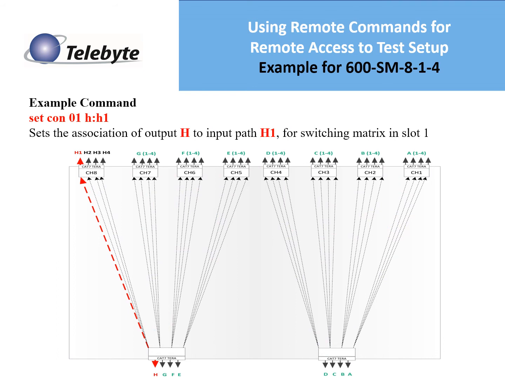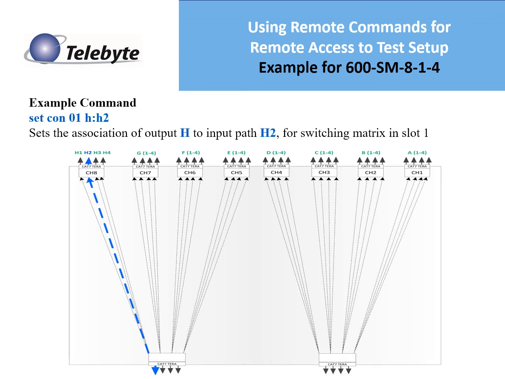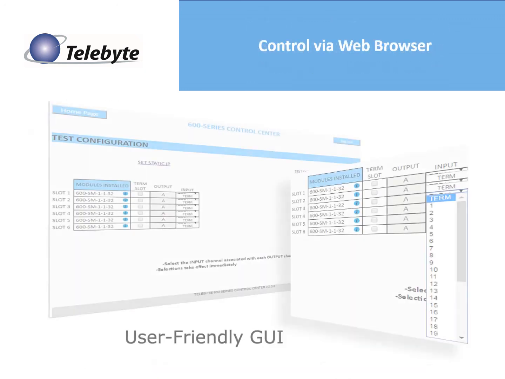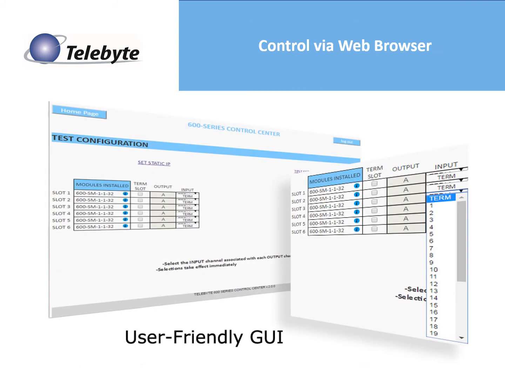Here is an example of remote commands used with the 600 SM8-1-4 module. Output H on the bottom in red is associated with one of 4 inputs. In this example, that is H1 on the top. The command is also shown in red. Here, output H, now shown in blue, is associated with input H2. The command is also shown in blue. The Telebyte cable farm automation switch and the 600 switching modules are all controllable via a web browser.